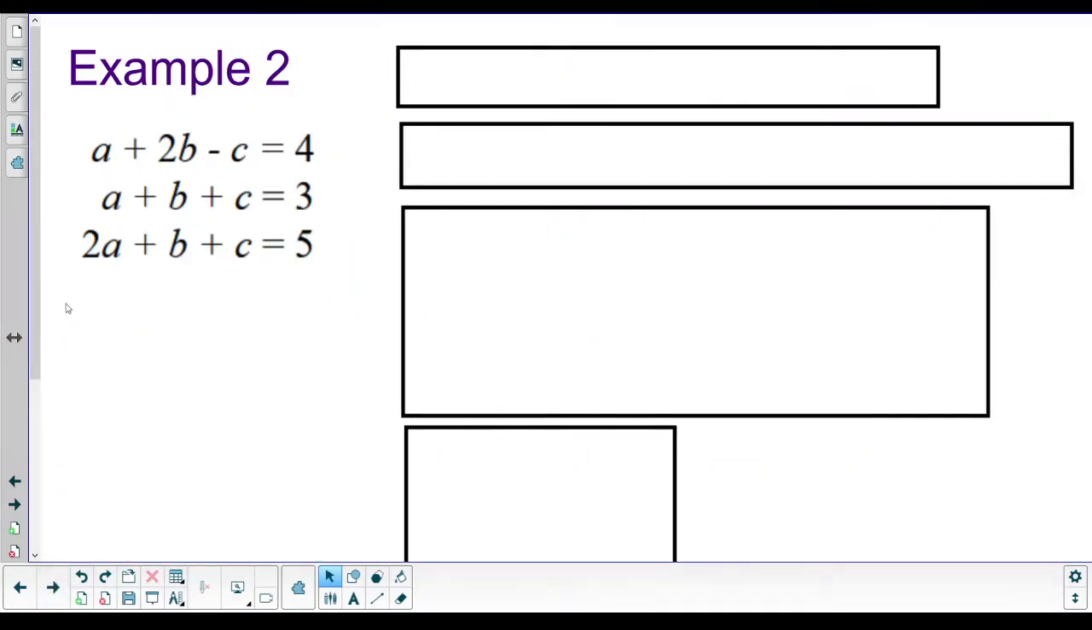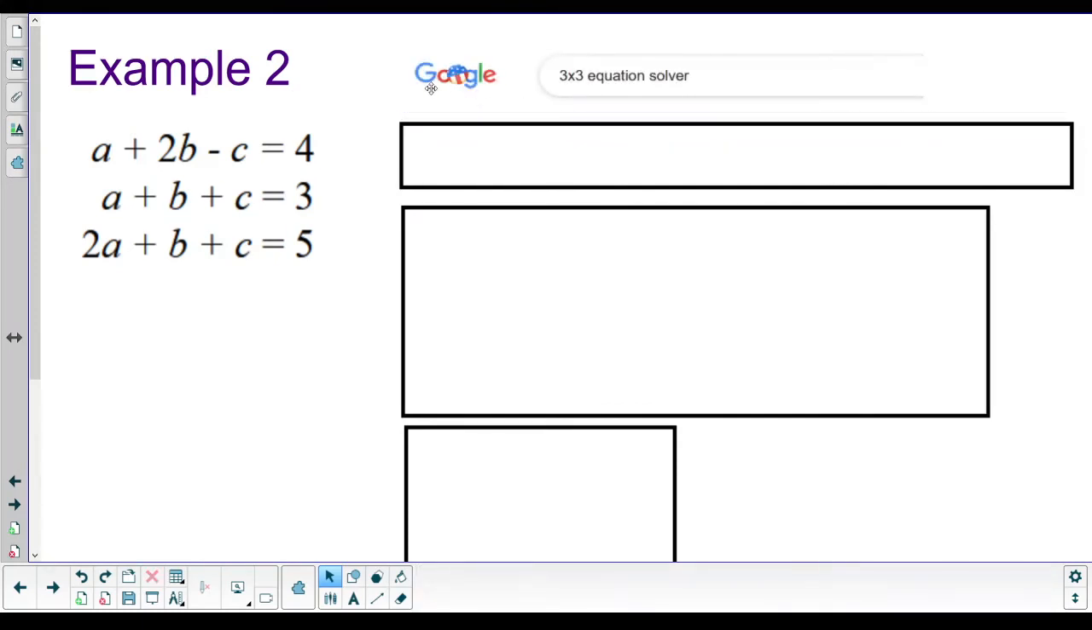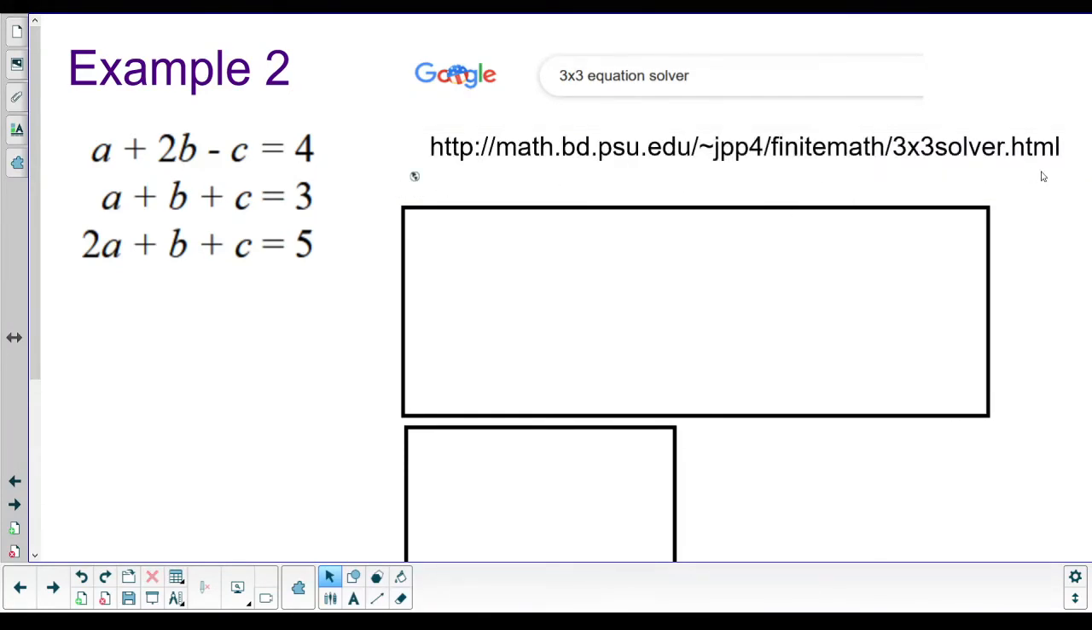So here's our example. Here's step number 1 for the second method for solving 3 by 3s. Step 1 is Google 3 by 3 equation solver. After you do that, you're going to click on the link that Google gives you. This is a wonderful one from, I think, Penn State University. Either way, that's a real one.